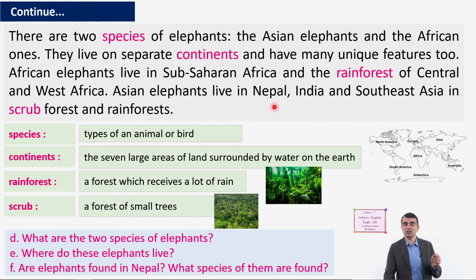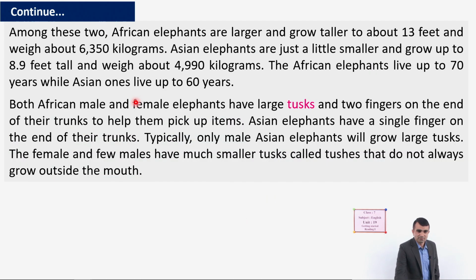It means here you can find answers to two questions. Are elephants found in Nepal? Yes, they are found. And what species? Obviously Asian. Good, the Asian species of elephant. Well, now next, among these two, Asian and African.